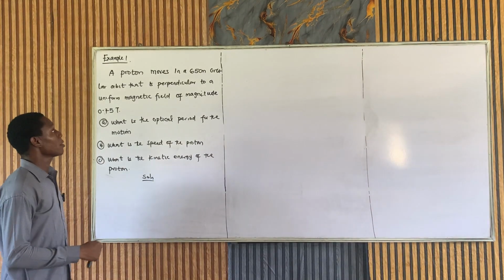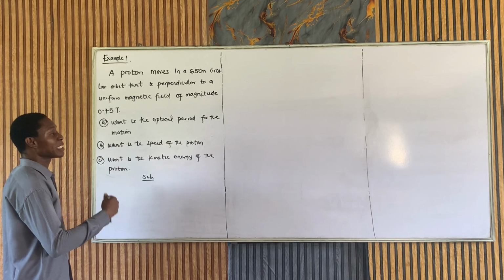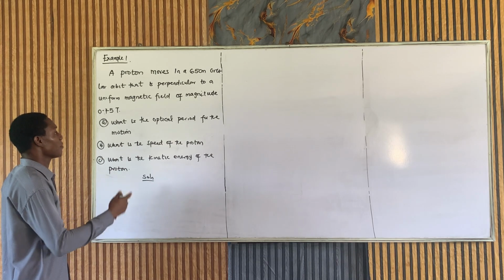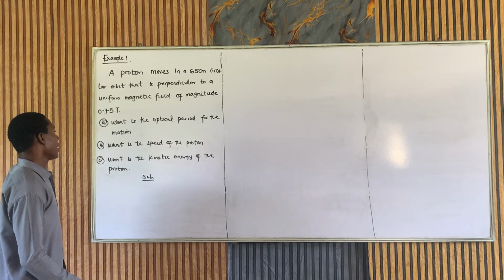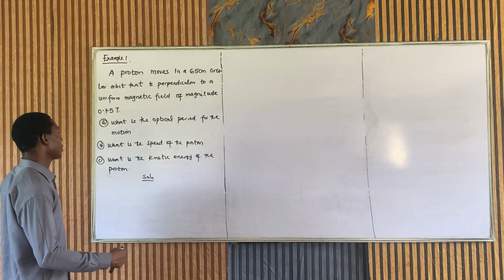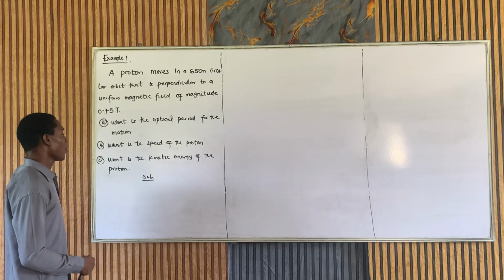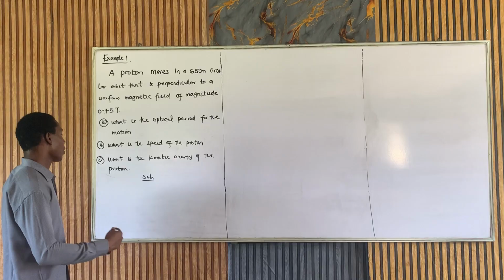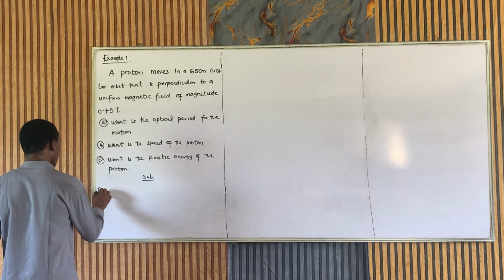Example 1. A proton moves in a 65 cm circular orbit that is perpendicular to a uniform magnetic field of magnitude 0.75 Tesla. A. What is the orbital period for the motion? B. What is the speed of the proton? And C. What is the kinetic energy of the proton? Let's start now. Firstly, let's bring out what we are given.